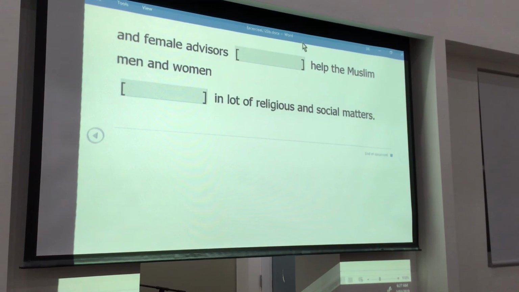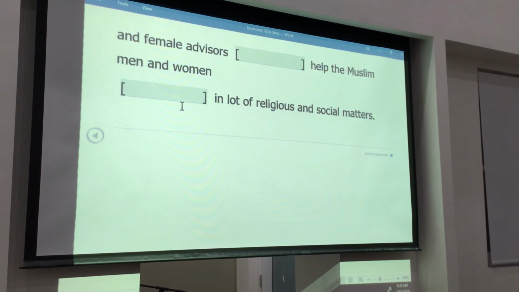Yeah. Help the Muslim men and women. So what will be that one? Muslim men and women. So again, it's men and women together, so we refer to the masculine chart of them. And there, those advisors are helping who? Helping Muslim men and women.